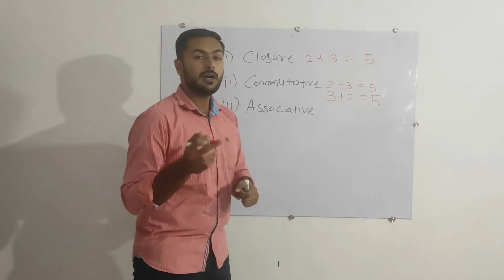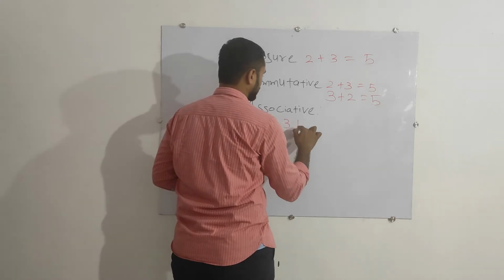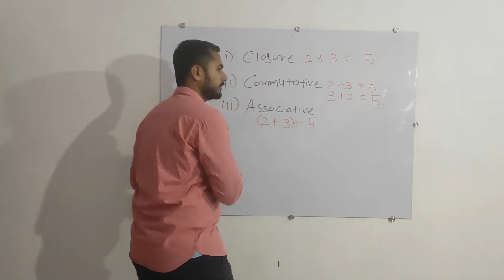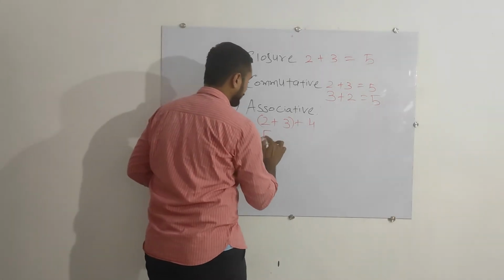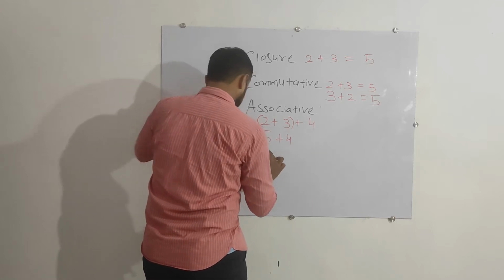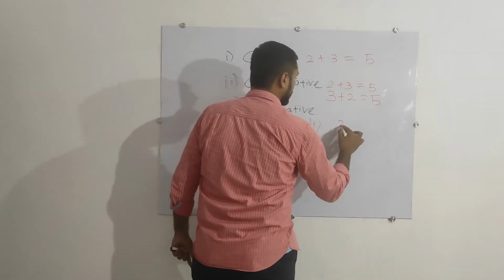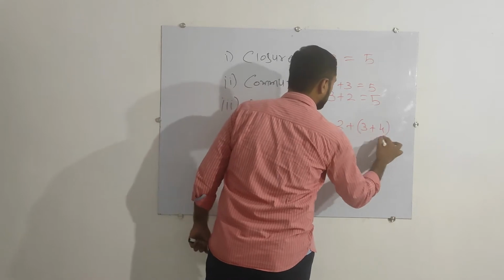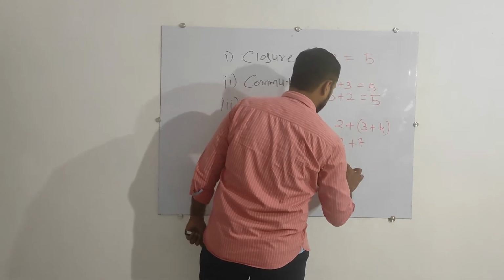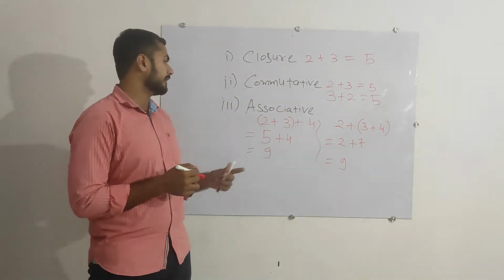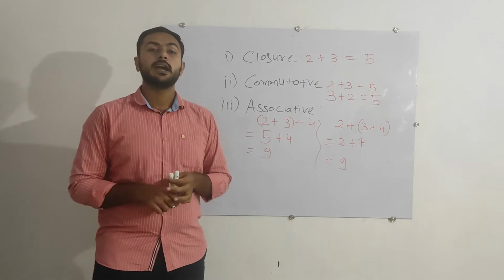In associative, we were making groups of the numbers. Like if I select three numbers, 2 plus 3 plus 4, here I have to select the group. So how will I do it? I will first of all solve this bracket: (2 plus 3), that is 5, plus 4, that is 9. Now again, I have to change the group. So 2 plus (3 plus 4): solve the bracket first, so that is 7, 2 plus 7, that is 9. Here we got the same answer both ways. It means natural numbers are associative under addition.